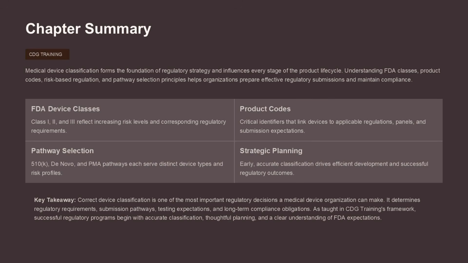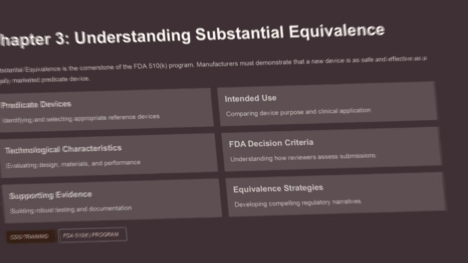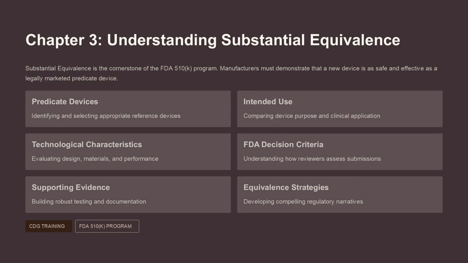As taught in CDGTraining, successful regulatory programs begin with accurate classification, thoughtful planning, and a clear understanding of FDA expectations. Understanding substantial equivalence is crucial for FDA 510(k) compliance, ensuring new devices are as safe and effective as existing ones.